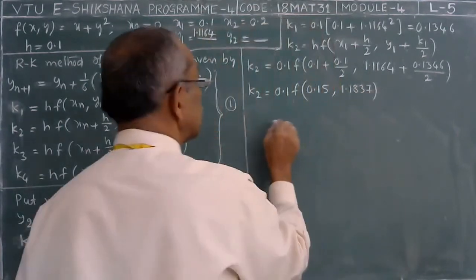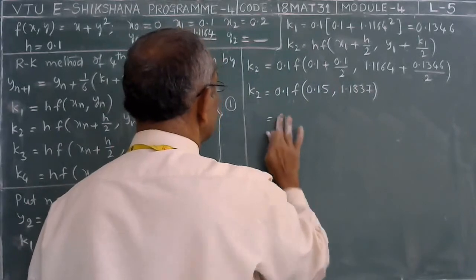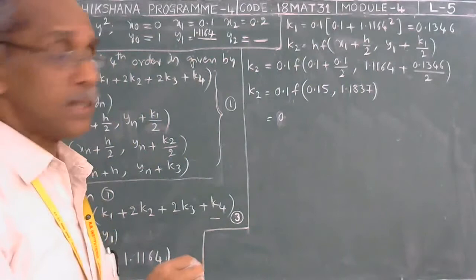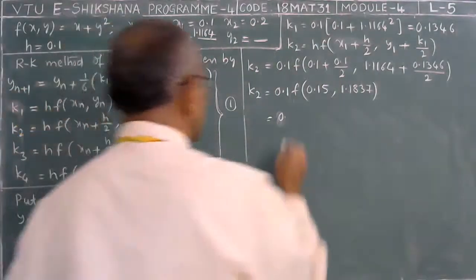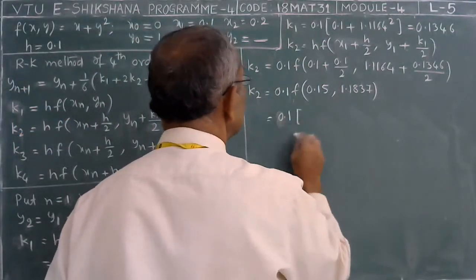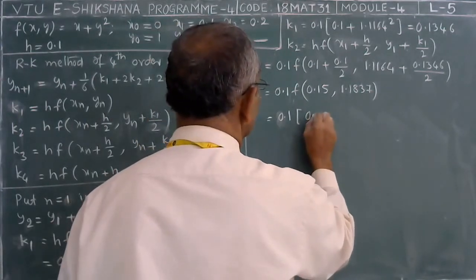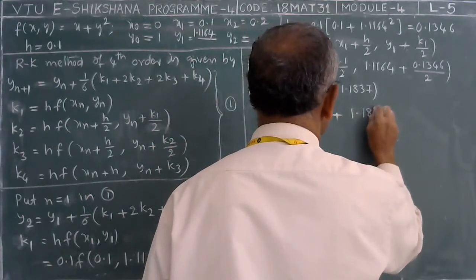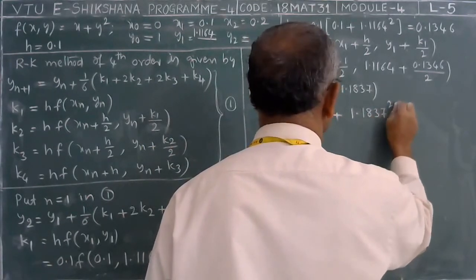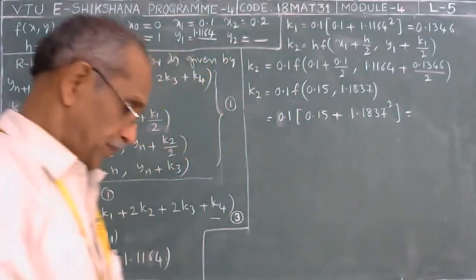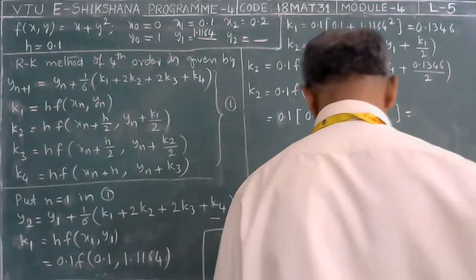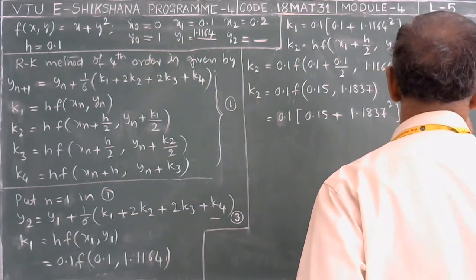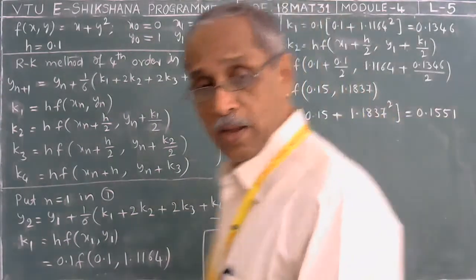So apply the definition. If you apply the definition for f of 0.15 comma 1.1837, you get x plus y square, so 0.15 plus 1.1837 whole square. If you compute this carefully, you get 0.155. This is the value of K2.